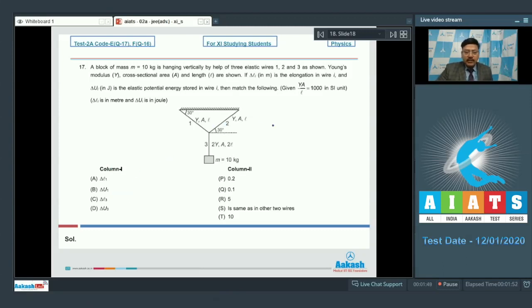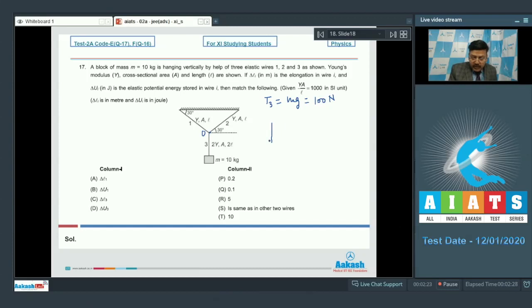First of all we find tension in each wire, and we can see that in wire 3 tension will be simply equal to the weight of the block. So we can say that T3, tension in wire 3, is mg, and that is equal to 10 into g, which is, let's say, 100 Newton. Now to find tension in the other 2 wires, we take the FBD of the junction, let's call the junction O.